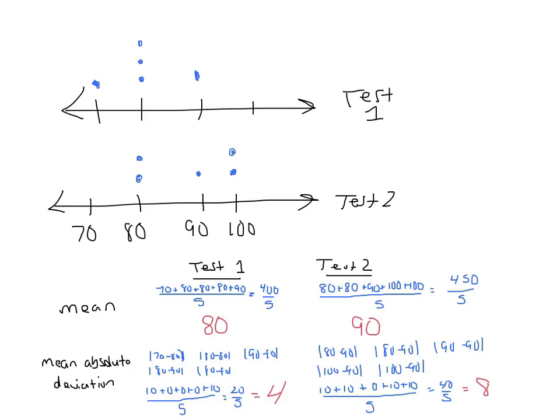So on average, the test results were 4 away from the mean in test 1 and 8 away from the mean in test 2. And we could compare these, saying on average, test 2 scores were higher. However, there was more variation in test 2 than in test 1.